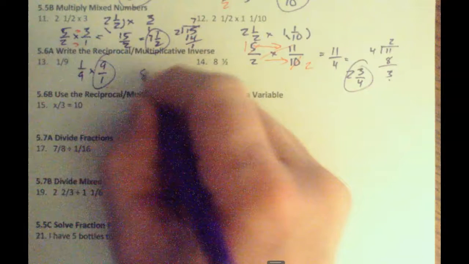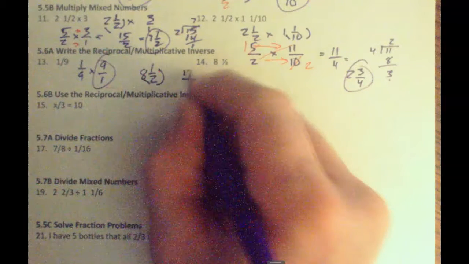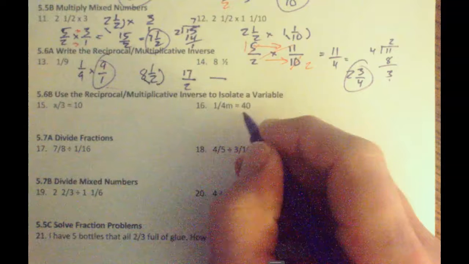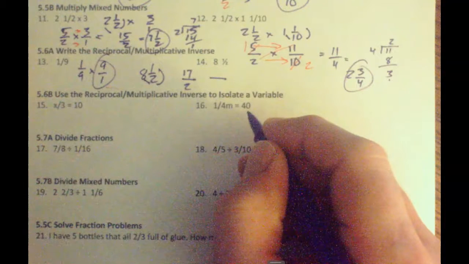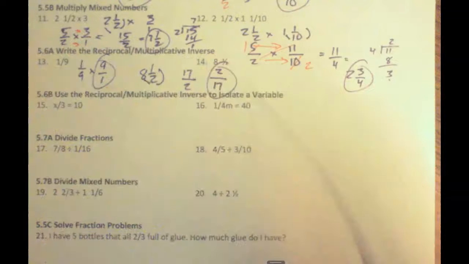So we have 8 1/2. So 8 times 2 is 16, plus 1 makes it 17 halves. A lot of people think that's the answer. That's not. That's just the improper fraction. Reciprocal is just the opposite, which would be 2/17. Okay, use the reciprocal to solve these problems here.